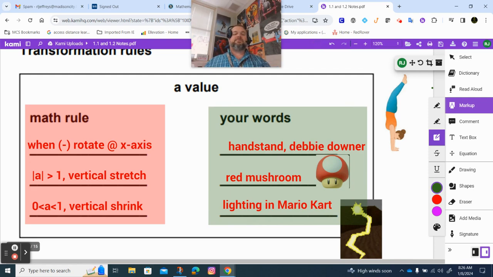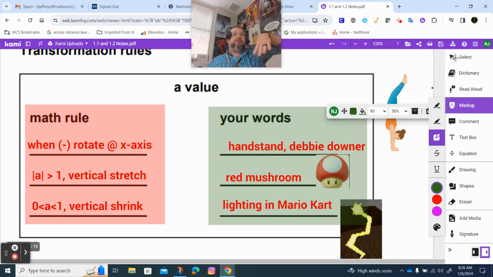So, like when a is negative, we're going to rotate at the x axis. It's basically like the person doing the handstand. Remember, they kind of flip positions. All right. When the absolute value of a is greater than 1, there's a vertical stretch. Remember, that's like that red mushroom from Super Mario Brothers. Getting taller, right?